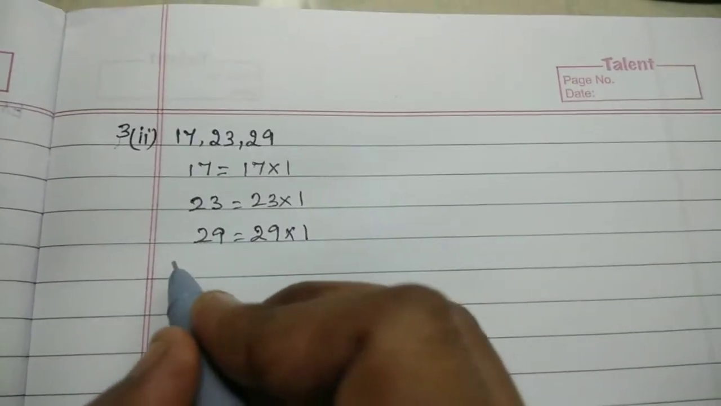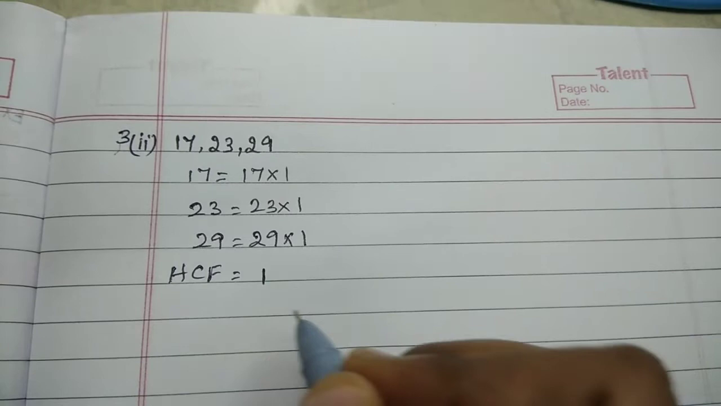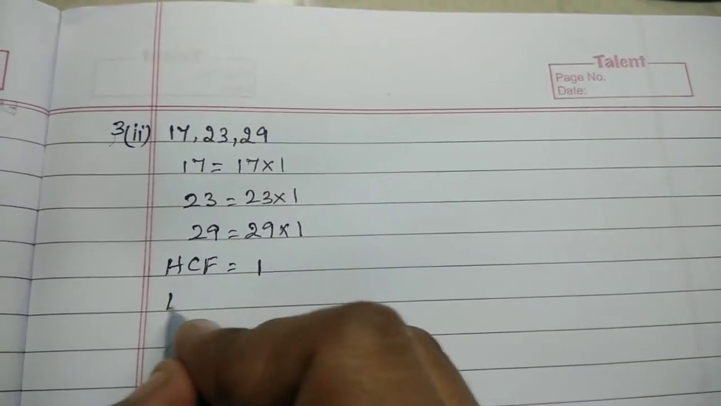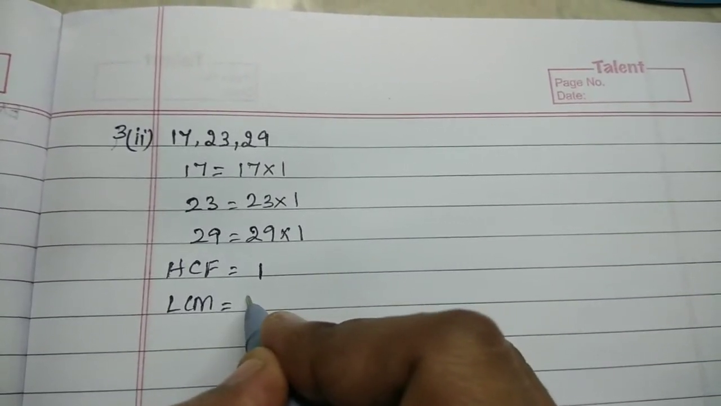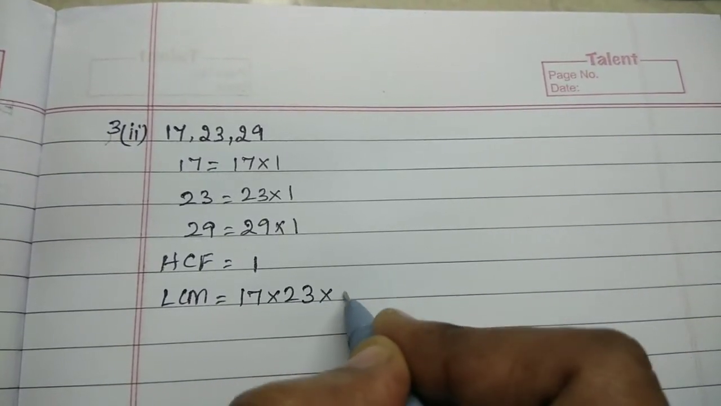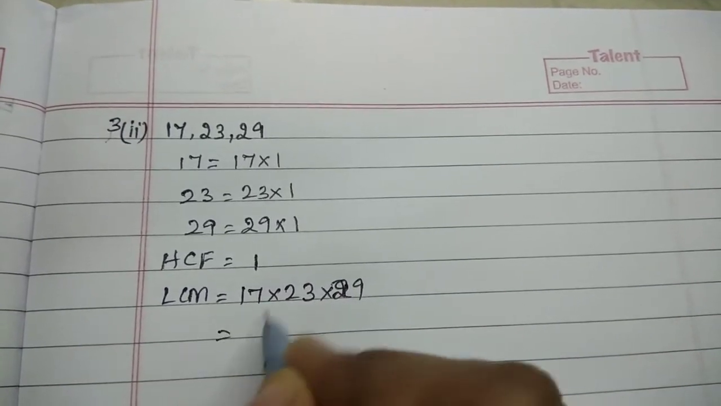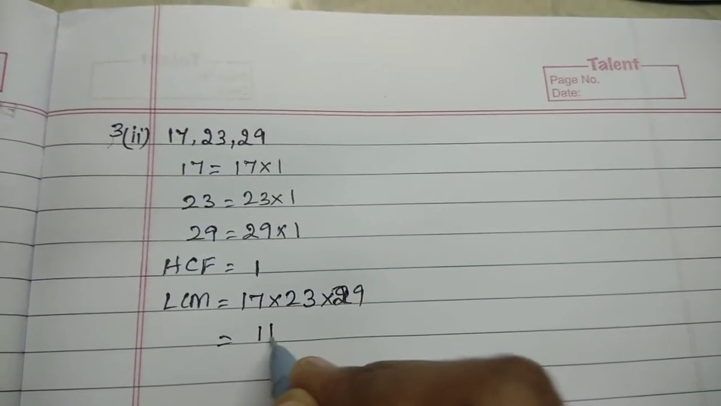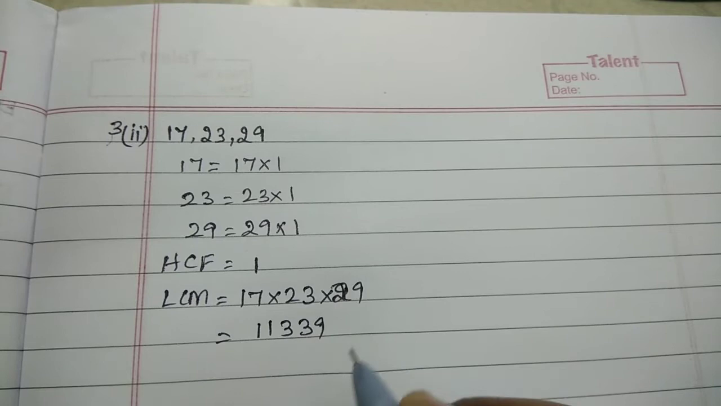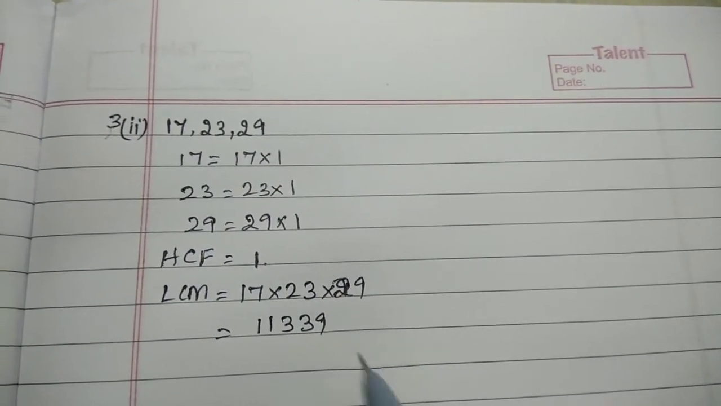Okay, so now let's find the HCF. So what is the common factor here? It is 1. So the HCF is 1. So what is LCM? It is 17 into 23 into 29. So when you multiply you get 11,339. So HCF is 1 and LCM is 11,339.